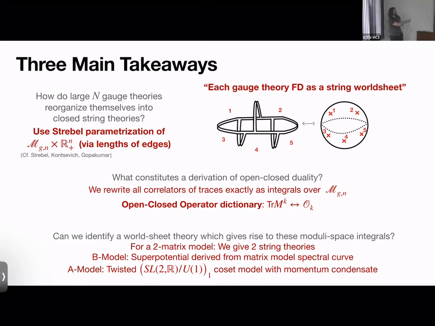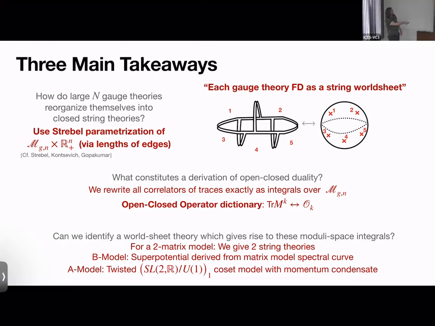So the dictionary will all hear between single trace operators and vertex operators on the string. That's great. Okay, so first things first. So this is kind of what we're gonna do to replace this idea of discretizing the surface and this map between the Feynman diagrams and the 2D surface.